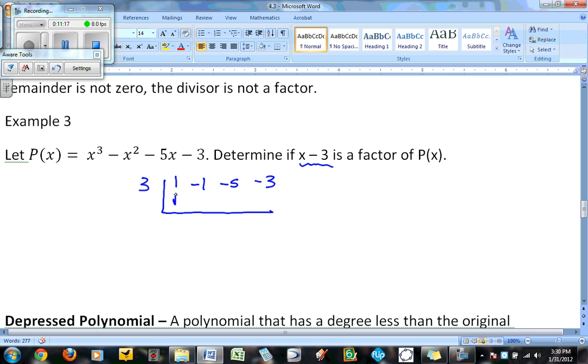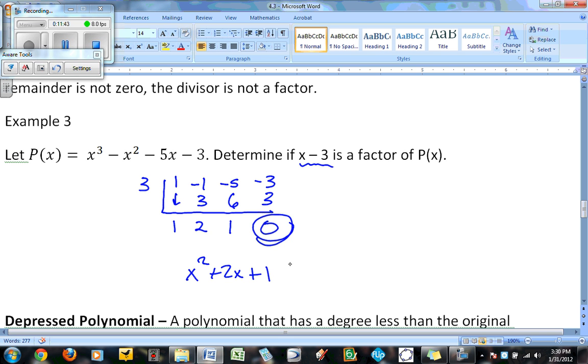Bring down our first guy and multiply. 3 times 1 is 3. Add down, which is 2. 3 times 2, which is 6. Add down 1. 3 times 1 is 3. Add down, which is 0. Since it is 0, x minus 3 is a factor. Our resulting polynomial would be x squared plus 2x plus 1.